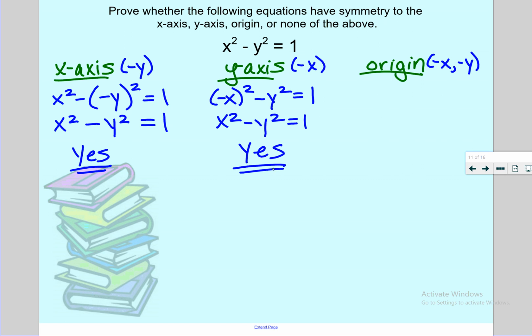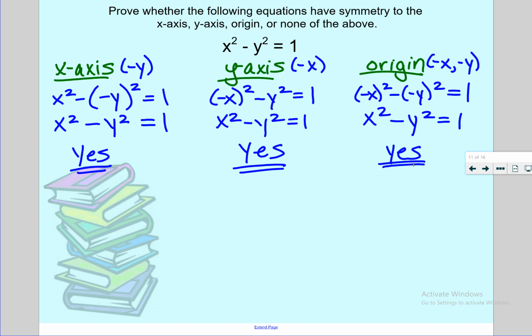Symmetry to the origin, plug them both in. We replace x with negative x. We replace y with negative y. Negative x squared minus negative y squared equals 1. Negative x squared, positive or negative? Positive. Minus negative y squared. Will that term be positive or negative? If I have minus negative y squared, it's going to be negative, ultimately. Same as my original equation.